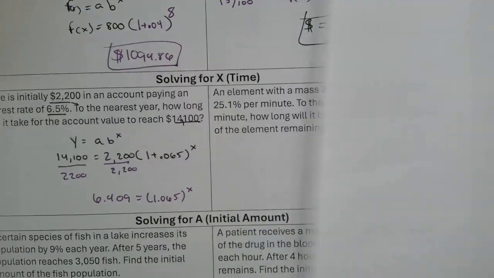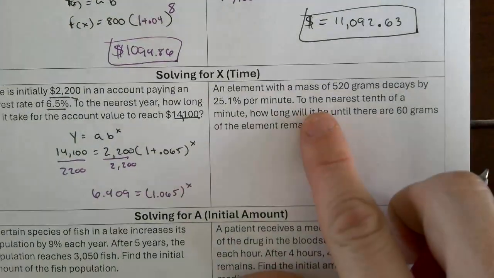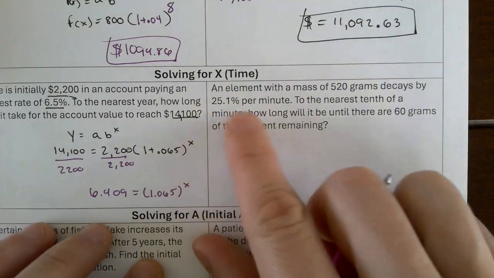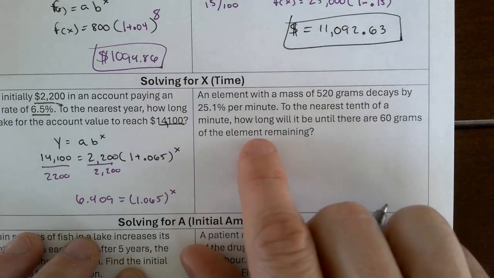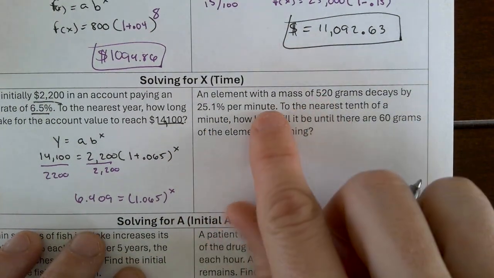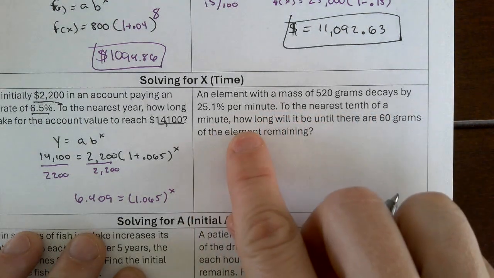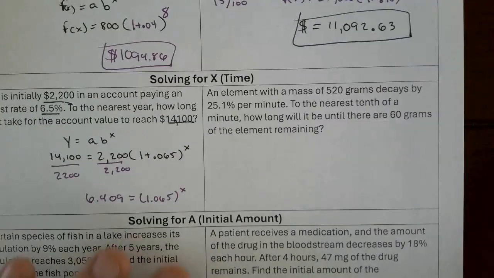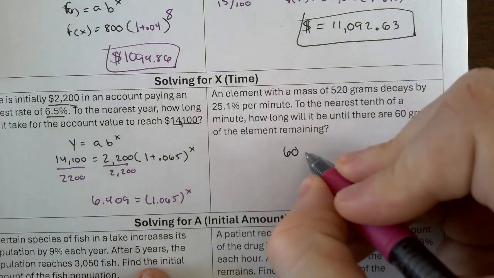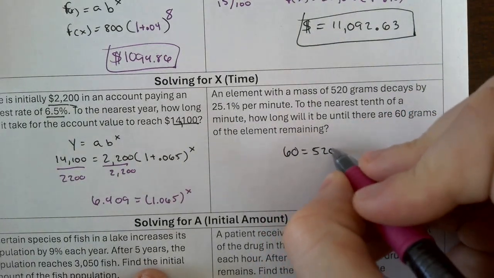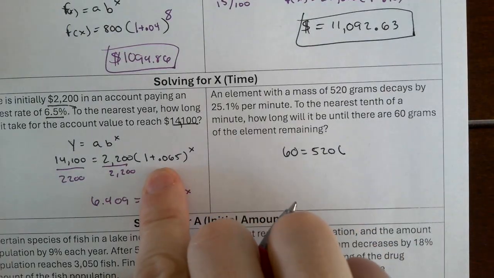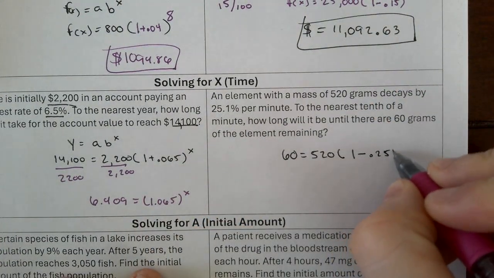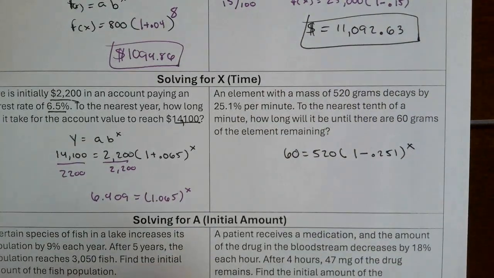All right, let's try another one. We have an element with a mass of 520 grams that decays at 25.1% per minute. Whew, that is a crazy element. To the nearest tenth of a minute, how long will it take until there are 60 grams of the element remaining? We have 60 remaining. We started with 520, and instead of doing a plus with the percentage, we need to do 1 minus 0.251 raised to the x power.